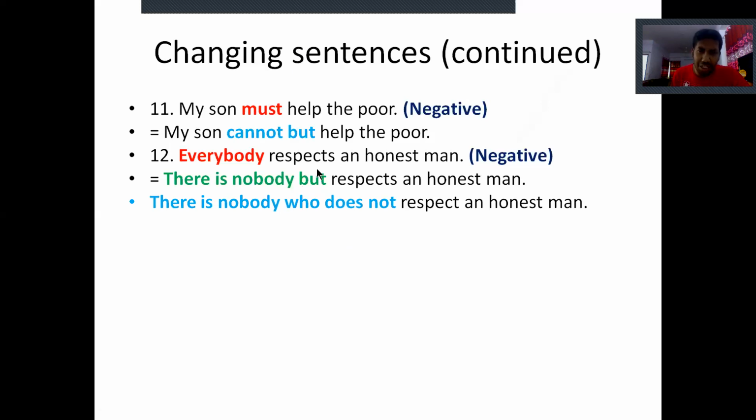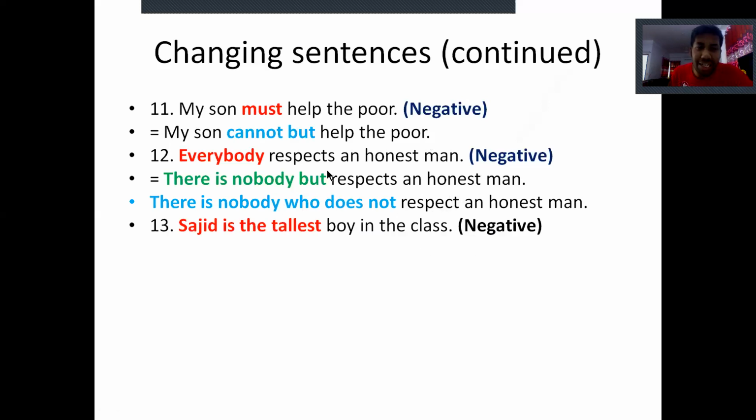If you don't want to use but, then you can use there is nobody who. If you use who, you must use negative does not after it. So the answer will read like this: there is nobody who does not respect an honest man.